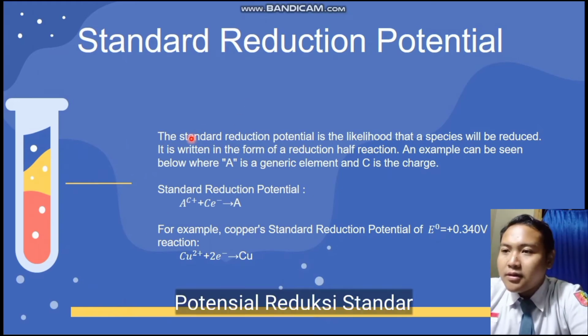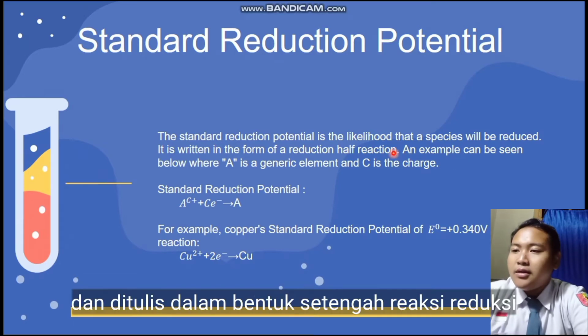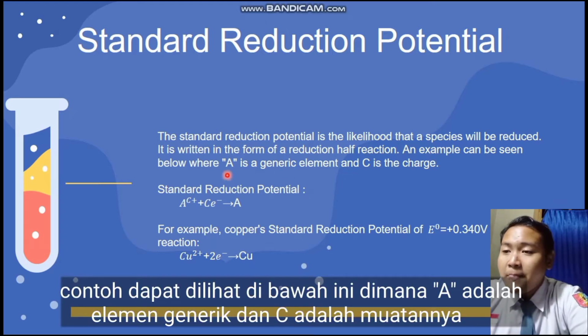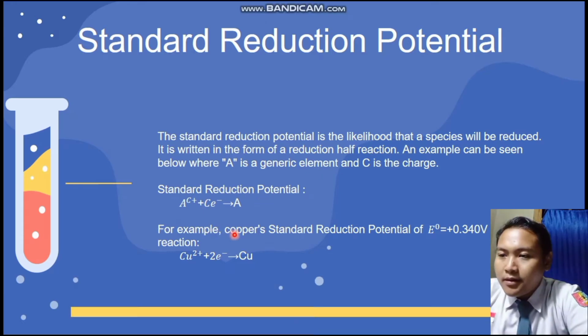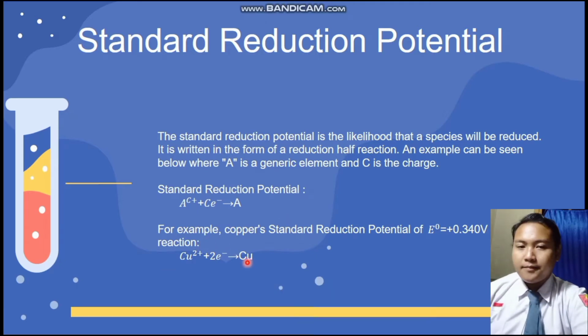Standard reduction potential. The standard reduction potential is the likelihood that a species will be reduced. It is written in the form of a reduction half reaction. An example can be seen below, where A is a generic element and C is the charge. For example, copper's standard reduction potential E° equals plus 0.3404 for this reaction.